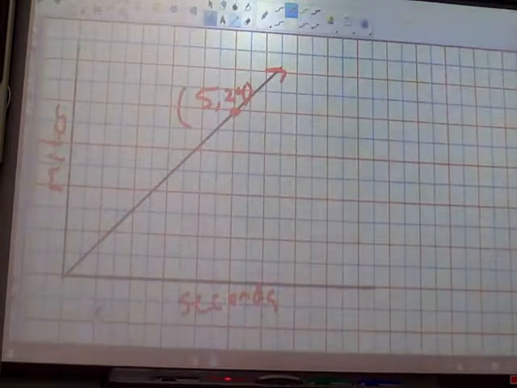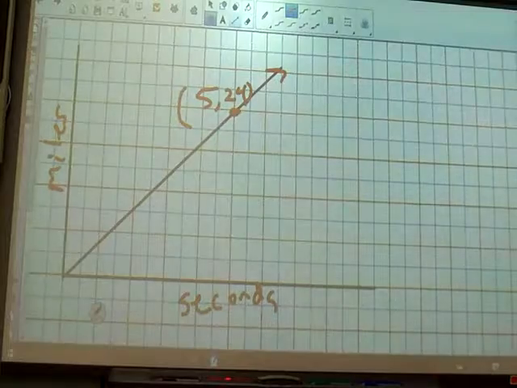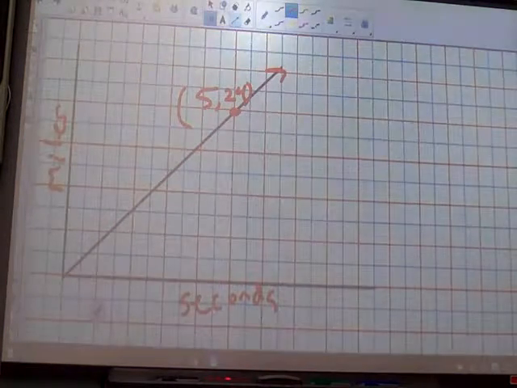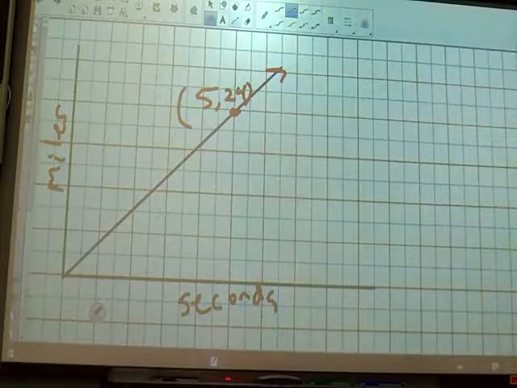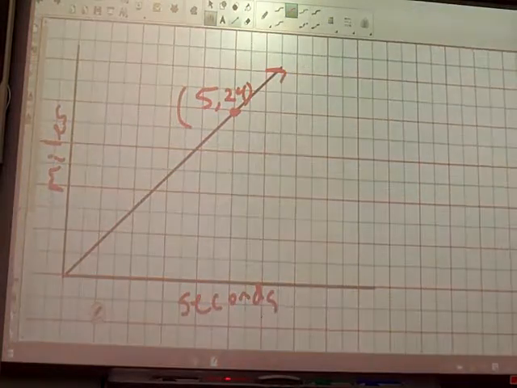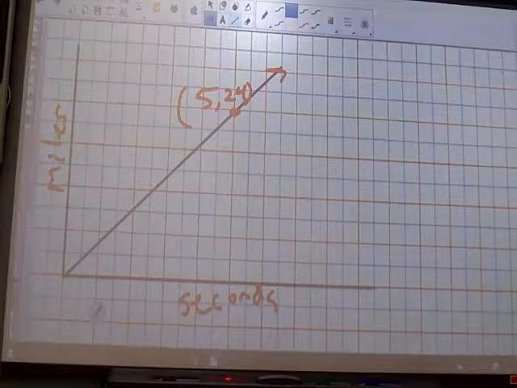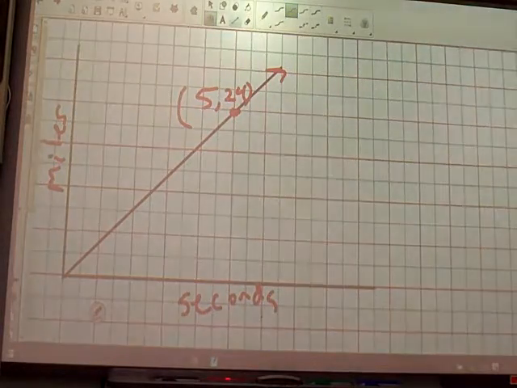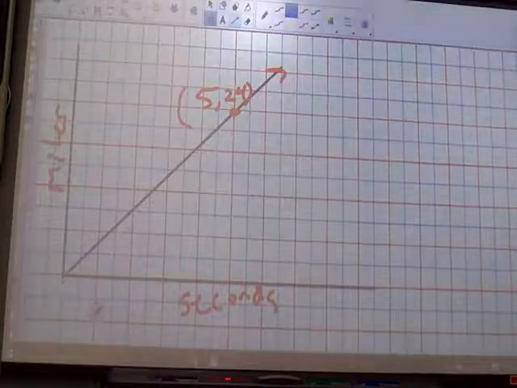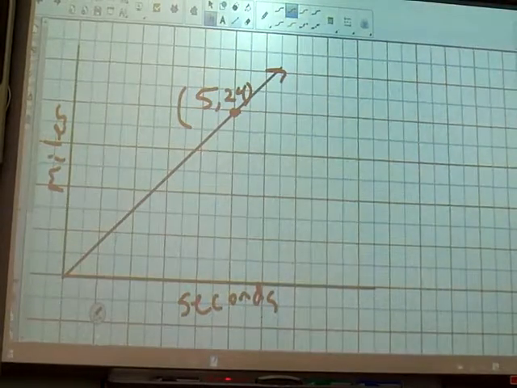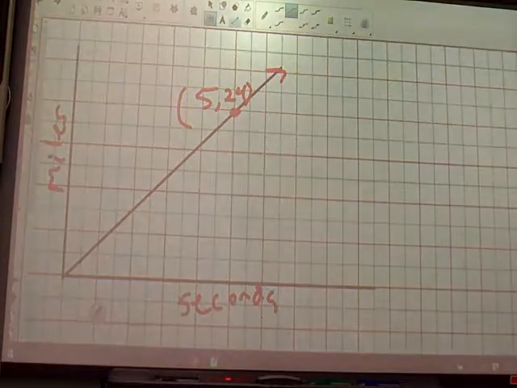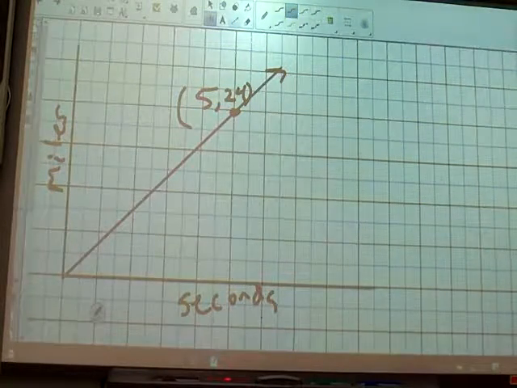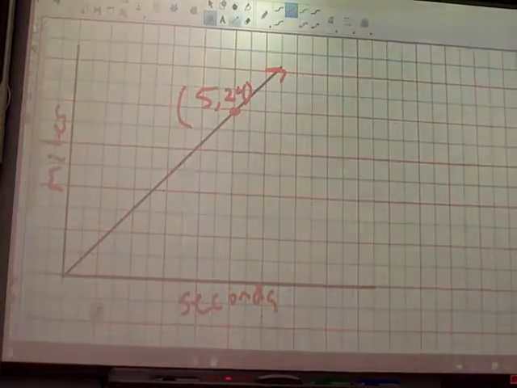So the problem says the graph shows the distance that asteroid 2012 DA14 travels in x seconds. So this asteroid will go that many miles in that many seconds. It wants us to write an equation for the line, interpret the slope, and then after that we have another question to answer about it. So write an equation of a line. This is going back to nothing but some good old Algebra 1 stuff.